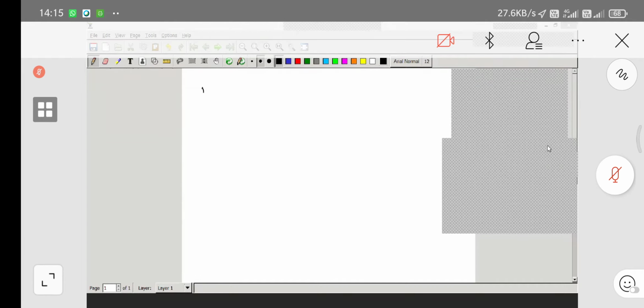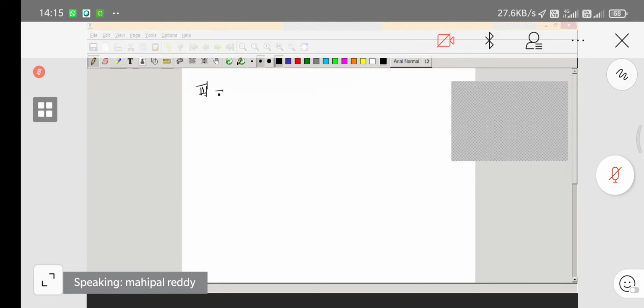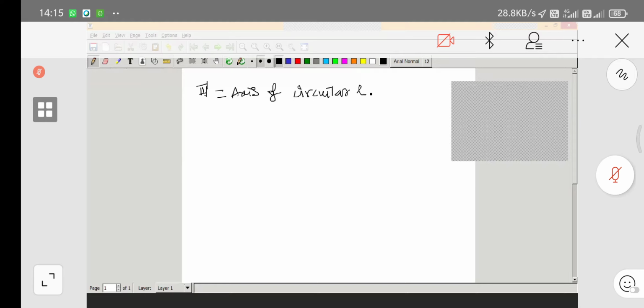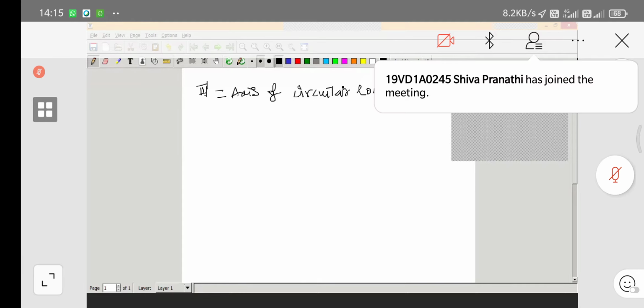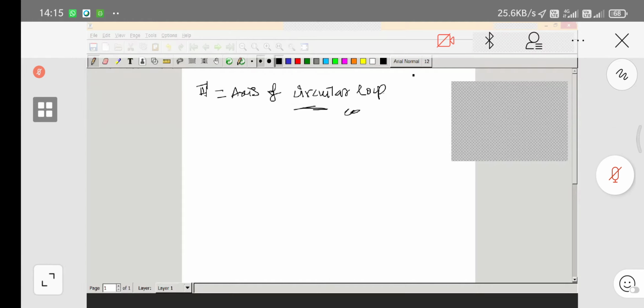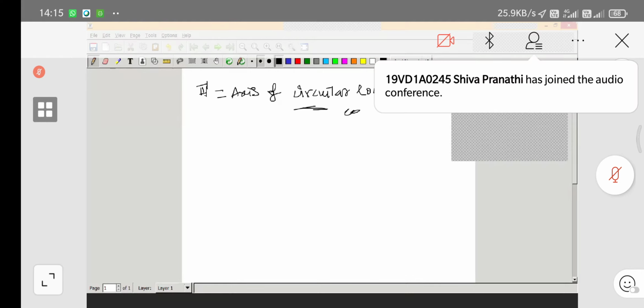Magnetic field intensity H is equal to, you can find it on the axis of a circular loop. Okay, I am not writing. Something went wrong with my pen. Okay, I'm stopping sharing. I'm sharing again. Wait for 1 minute.